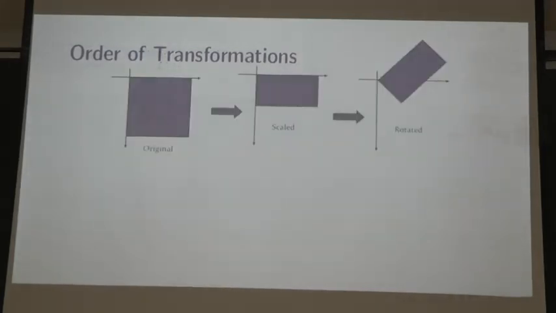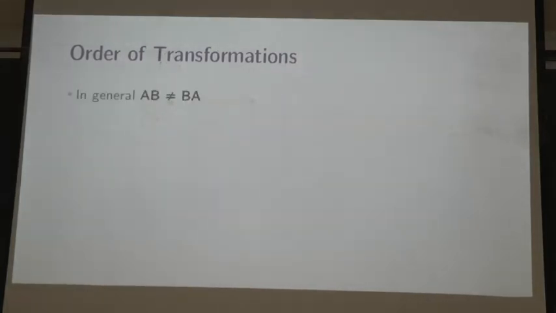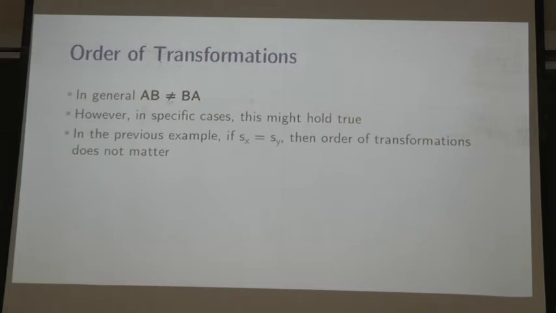Okay, but let me do some other type of transformation. Let me scale by half along x but not along y, and then rotate. Now let me switch this order. If I rotate and then scale by half along x and not along y, I'll get this. And these definitely are not the same. So in general, A times B for matrices, you already knew this. I just want to ingrain this by showing pictures. In general, matrix multiplication is not commutative. However, in specific cases, this might hold true, like I showed you.